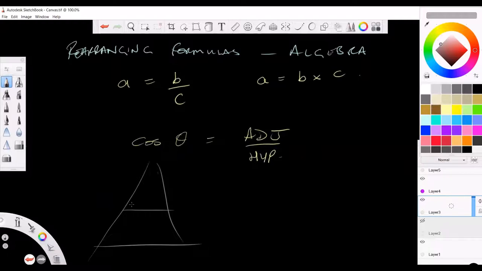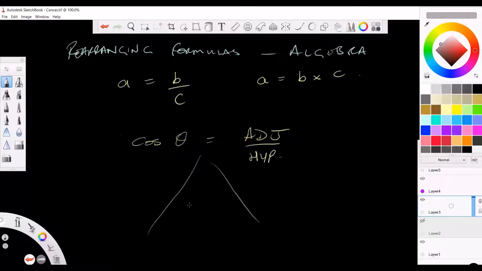Okay, so the triangle, that's a terrible triangle. It's bent. Okay, let's try and do a neater triangle with a bit more space in it as well. So the triangle method. Draw a triangle effectively like this, and I say that cos theta equals adjacent divided by hypotenuse.